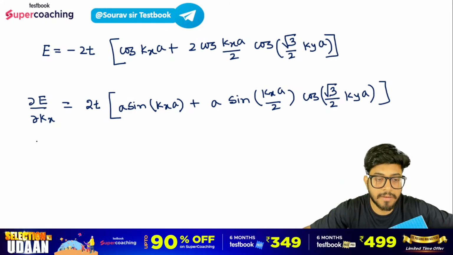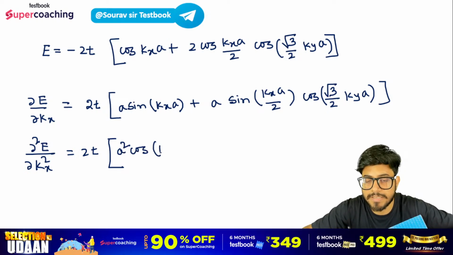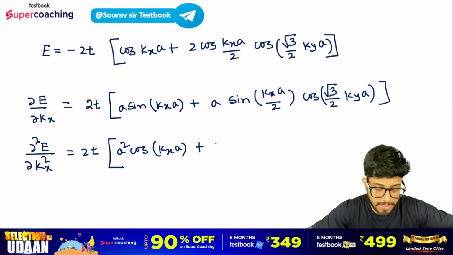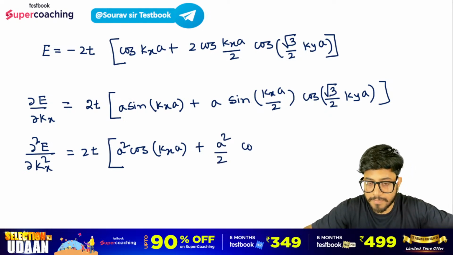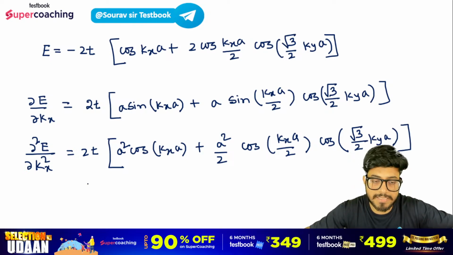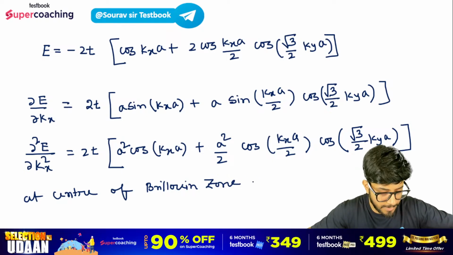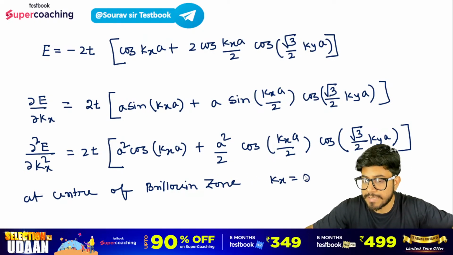Now if I do the differentiation again, the second partial differentiation of E with respect to kx will become 2t, sine will again become cos, a square cos of kx a, plus here you again get a square divided by 2 cos of kx a divided by 2, and this one would remain unchanged, cos of root 3 by 2 ky a. If this part is clear, then please just write down at the center of the Brillouin zone, that means it's a 2D lattice, so kx equals 0 and ky equals 0 at the center of the Brillouin zone.